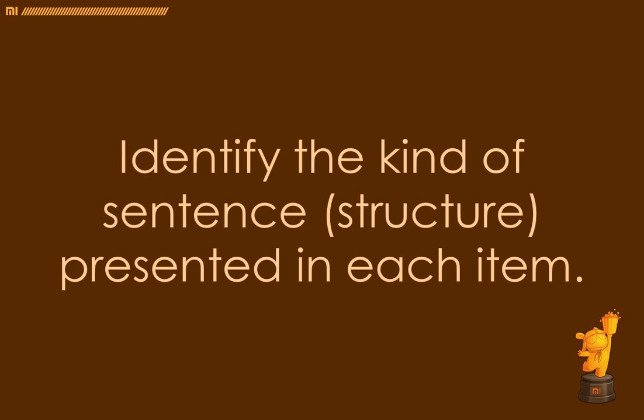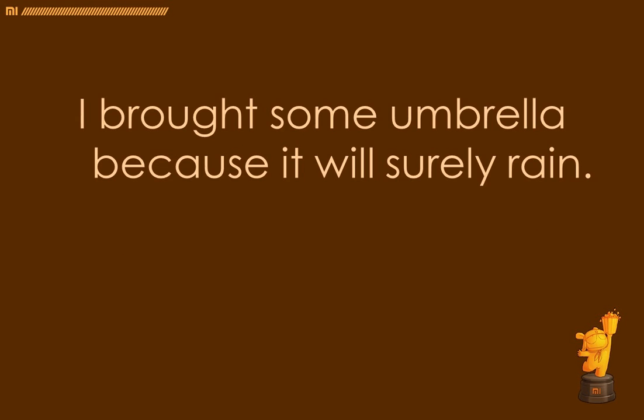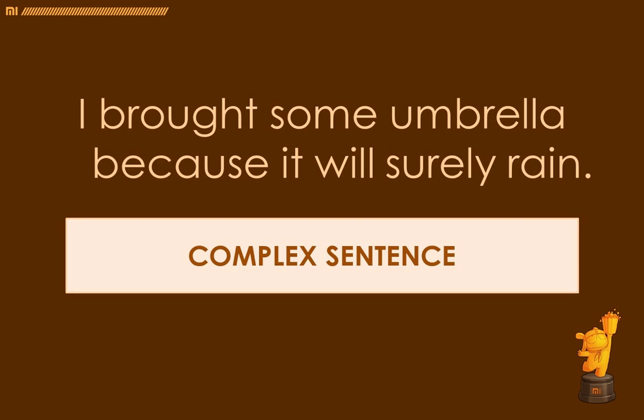For the last part of our activity, you have to identify the kind of sentence according to structure presented in each item. Number 1. I brought some umbrella because it will surely rain. In this sentence, we can see one subordinating conjunction, which is the word because. Since we have one independent clause and one dependent clause, this is a complex sentence.